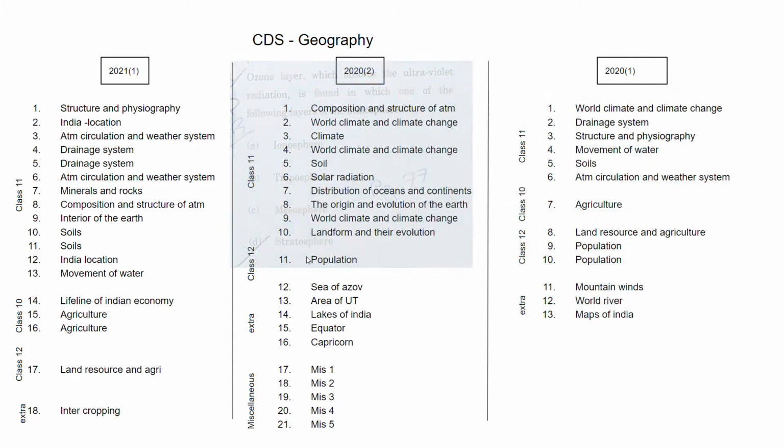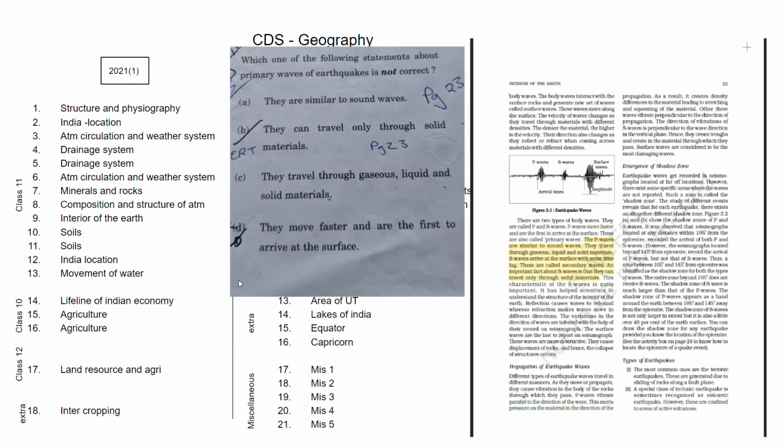Next question, which is from Interior of the Earth, question number 9. Which one of the following statements about the primary wave of earthquake is not correct? So here in the page Interior of the Earth. Now look, the P waves are similar to sound waves. The first statement: they travel through gaseous, liquid and solid material. The second: they travel only through solid material. So the wrong statement is the second one.